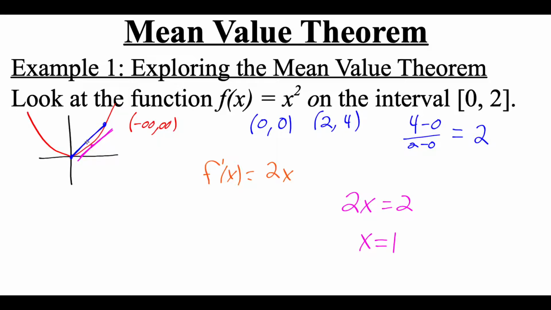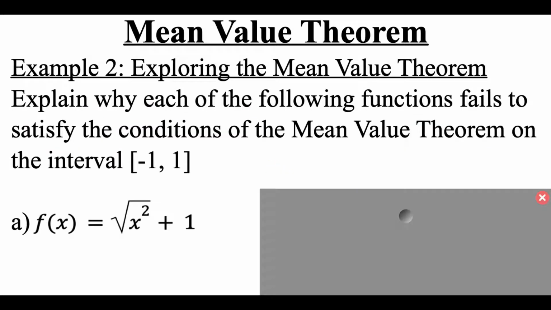Those two lines have to be parallel to each other. In this example, we're going to look at a couple of functions, and we're going to explain why each of those functions fails to satisfy the conditions of the mean value theorem on the interval from -1 to 1. So here in this first part, we're going to look at the function square root of x squared plus 1.